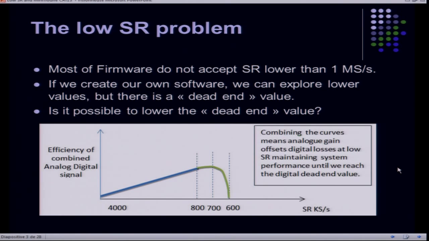When I go down to 800 kilosymbol, the performance is always better and better. And when I continue to lower the symbol rate, the performance goes better, but just a little. And when I arrive to 700 kilosymbol, I am losing in performance.